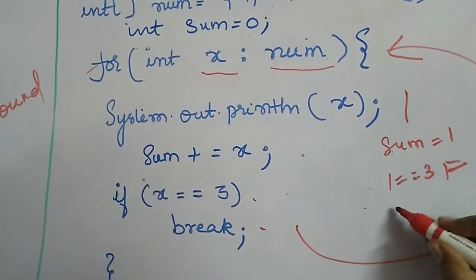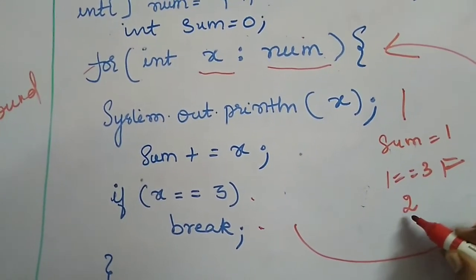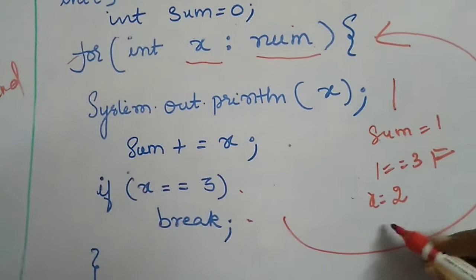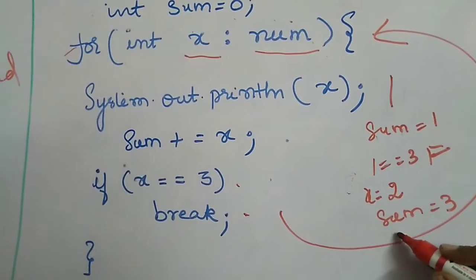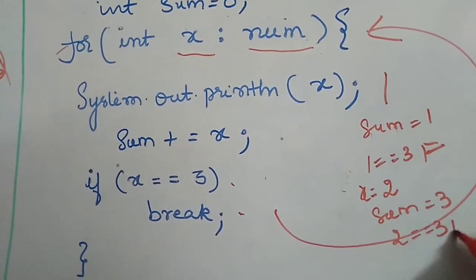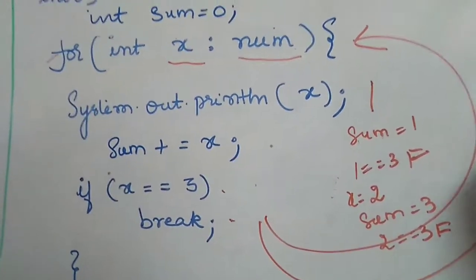For the next iteration, the element retrieved into x is equal to 2. Then the sum happens. Sum is equal to 3. Now it again checks the condition. 2 is equal to 3 is false. So it goes for the next iteration.